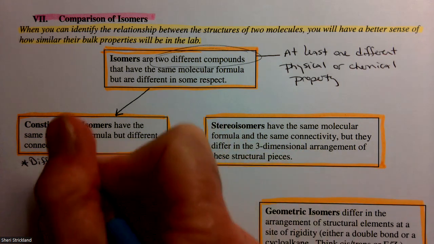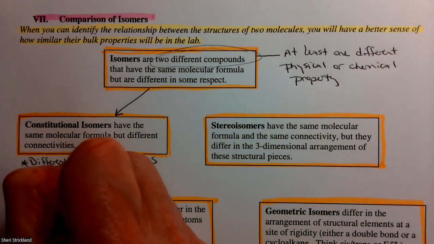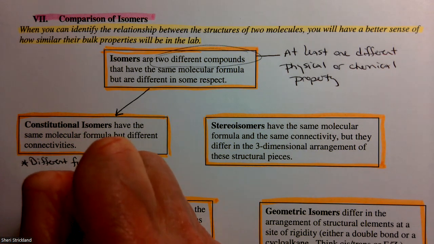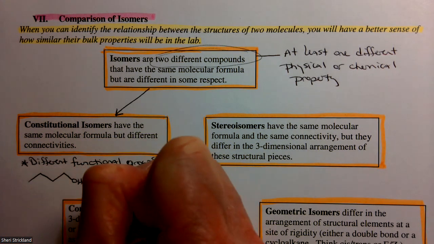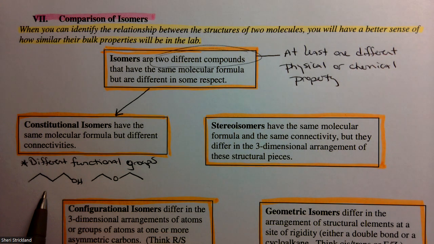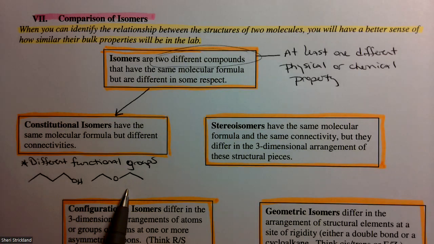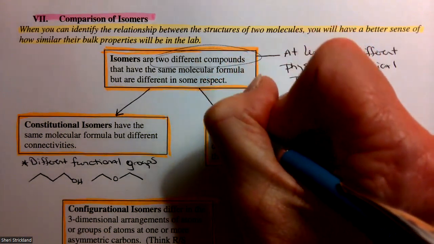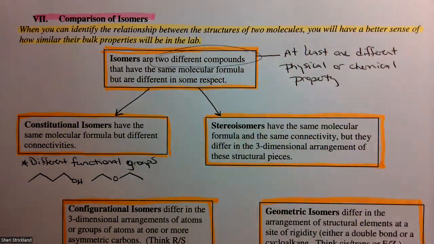You might think of n-butanol and diethyl ether. This is going to have a much higher boiling point than the ether. One of them is water soluble, one not so much. So a lot of different physical and chemical properties. This one is much more flammable than that one. That's what happens when you have different functional groups, and that happens with constitutional isomers.